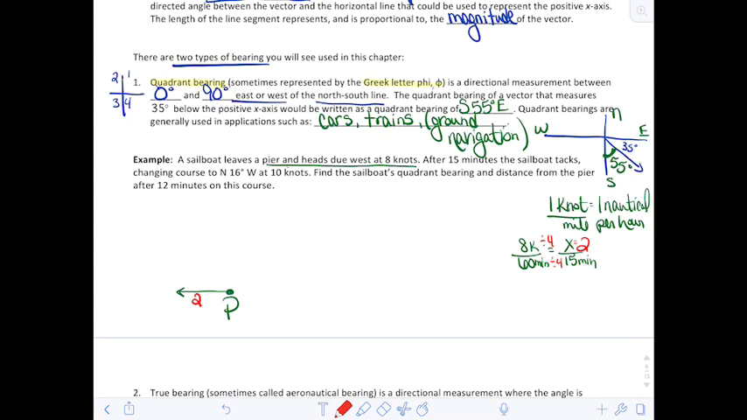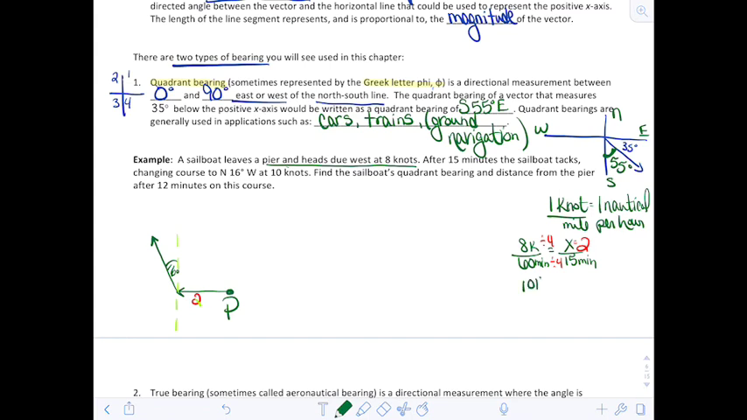Now it's going to change course. Well, when it changes course, because we're in quadrant bearing, we're going to go from the north-south line. It says that it's going to go 16 degrees west of north. So 16 degrees to the west of the north line would be this way. And there's 16 degrees. So it is west of the north line. And it says that it does this at 10 knots. So find the quadrant bearing from the pier after 12 minutes.